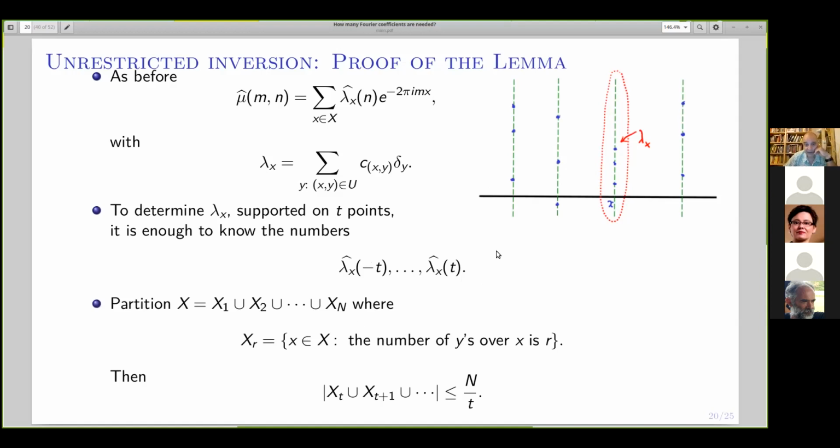So we partition our set X, those projections here, into X1, X2, and so on, where Xr is those x's with r points sitting over them. And the crucial observation here is that if you take the sum of these, how many points are in Xt plus how many points are in Xt+1 and so on, this is at most n over t. Why? Because above each of those x's here, you have at least t points. So t times this number is at most n, which is the total number of points. You divide by t and you get this. Okay, so Xt and above is at most n over t points on the x-axis.